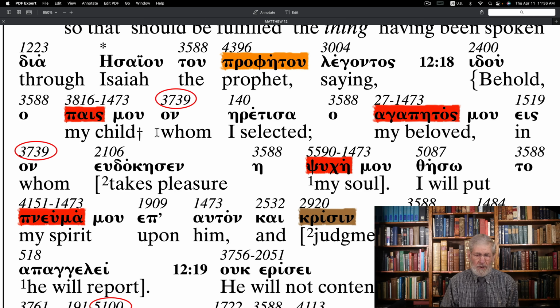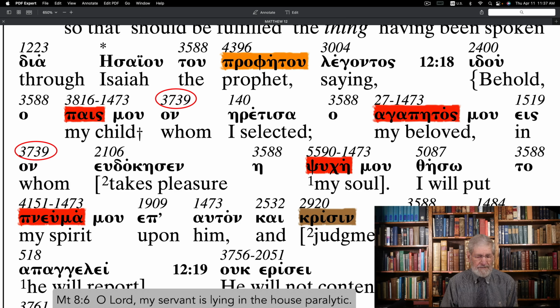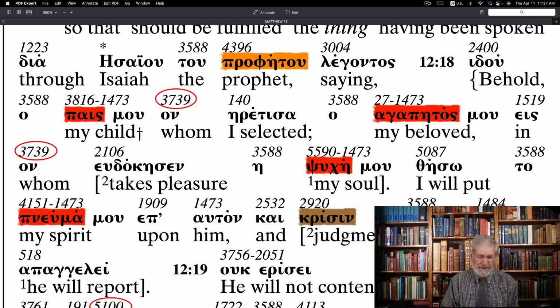"Whom I selected. Behold my pais, my servant, who I selected." Could be a servant here. You could choose either one. O agapitos mou, my beloved. And also in Matthew 8:6, "O Lord, my servant is lying in the house paralytic." It doesn't say his child, because this was the centurion saying this.